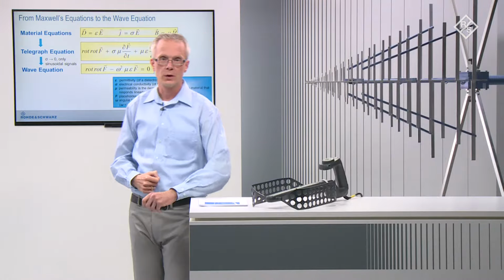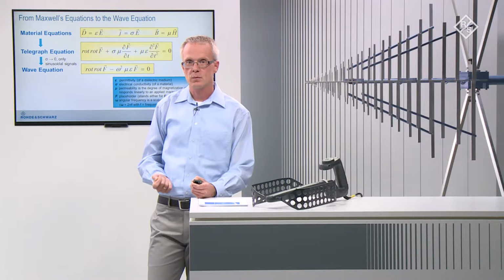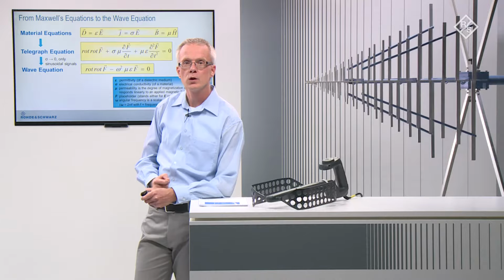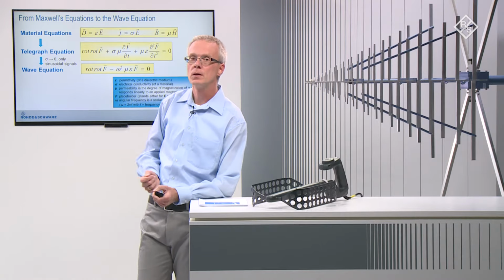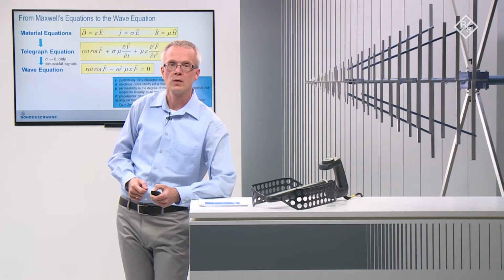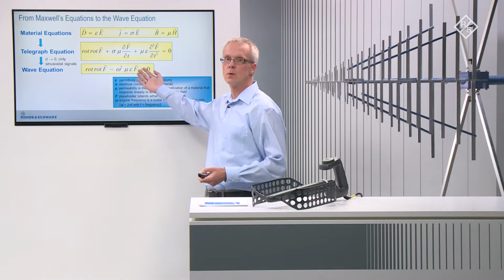A further simplification can be made if we assume the following two aspects. First, the conductivity of the medium in which the wave propagates is very small, like in vacuum or in air. And second, we must limit all signals to sinusoidal signals with an angular frequency omega. This leads us to the so-called wave equation.